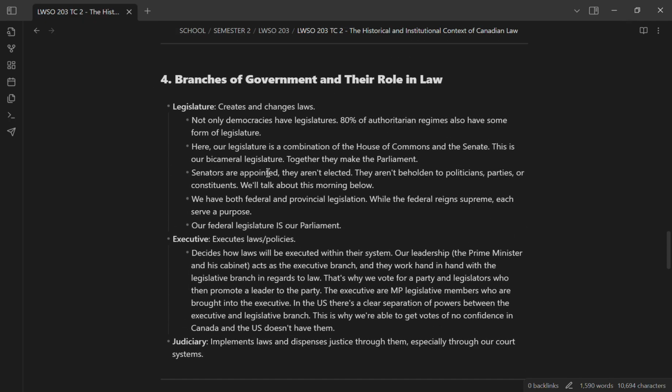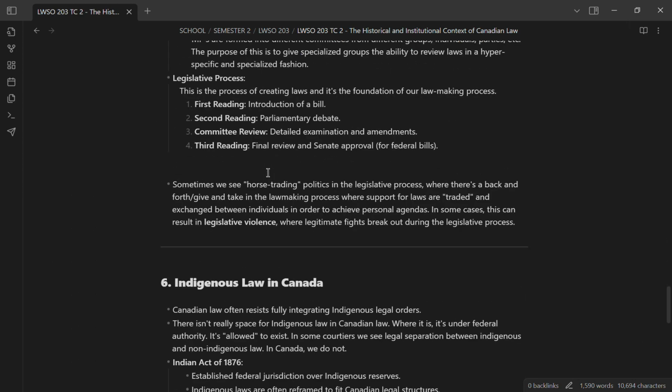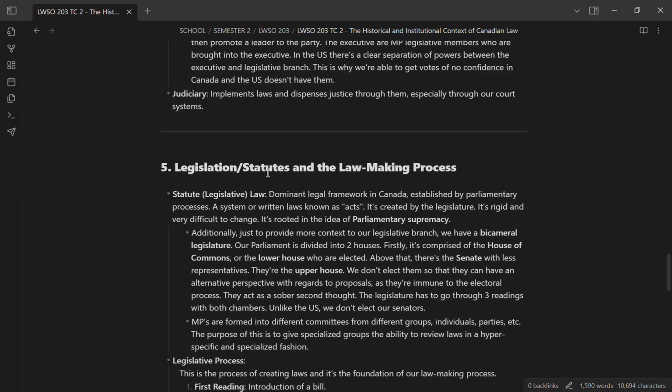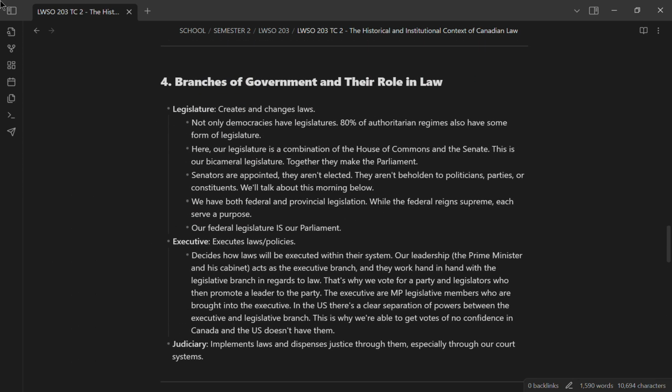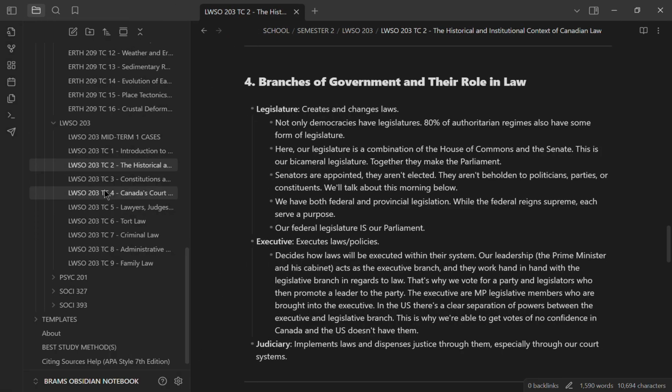The branches of government and their roles. We have the legislature, which creates and changes laws, the executive, which executes laws, and the judiciary, which implements laws and dispenses justice through our court system. Will we elaborate on this? No. We will elaborate on this in future topics, but right now all you really need to know is this.